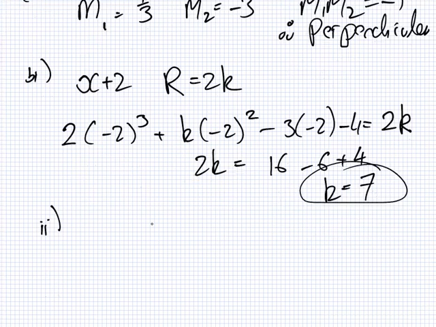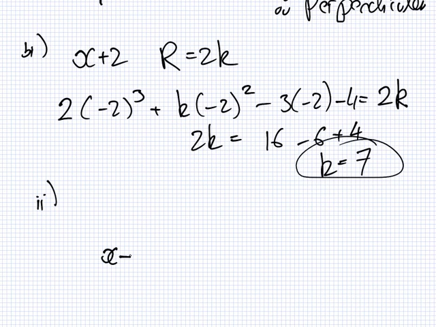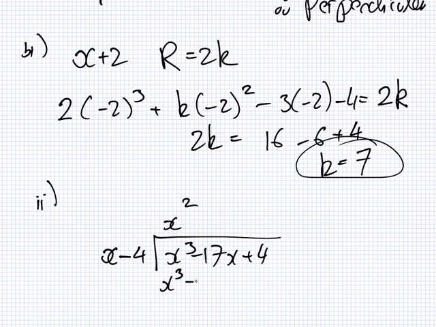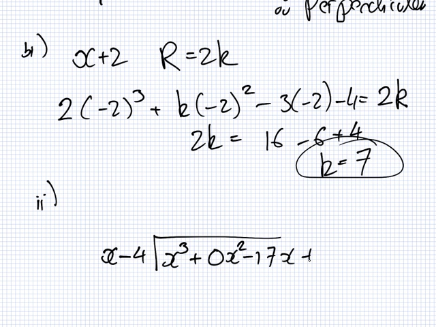Yeah. Next one is a division. Okay. Doesn't look so bad. What should I have first? x squared. x cubed minus 4x squared. Take it away. Minus 13x. Oh no, be careful, Stephen. Careful now. You can see the mistake I made. I should say x cubed plus 0x squared minus 17x plus 4.